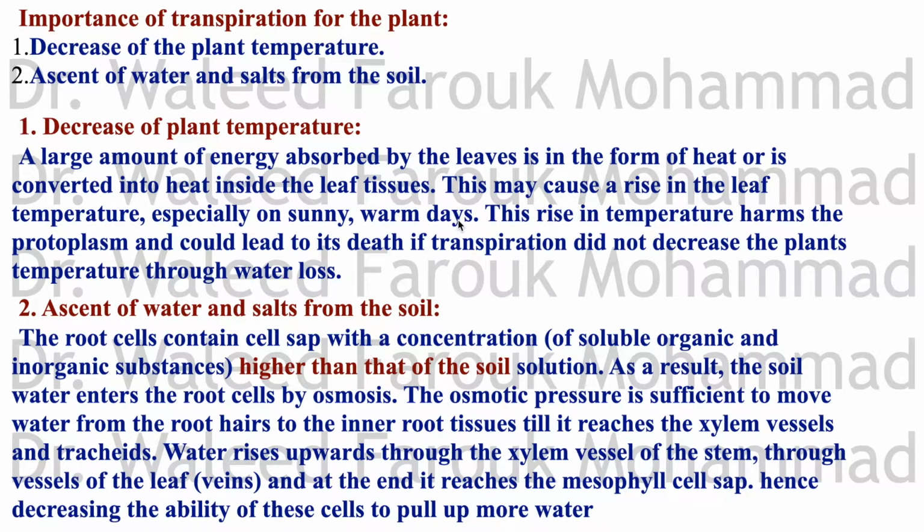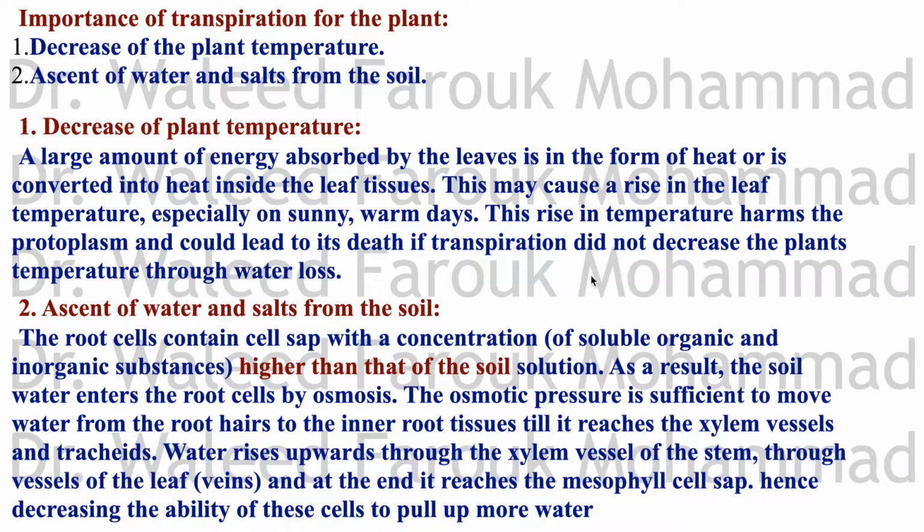Importance of transpiration for the plant: to control or decrease the plant temperature, and to help in the ascent of water and salts from the soil. Now, in all the metabolic reactions occurring inside a plant, the energy absorbed may be turned into heat inside the leaf tissue, and especially in hot weather, this will be harmful to the plant. So it must use transpiration as a means of decreasing the temperature of the plant.